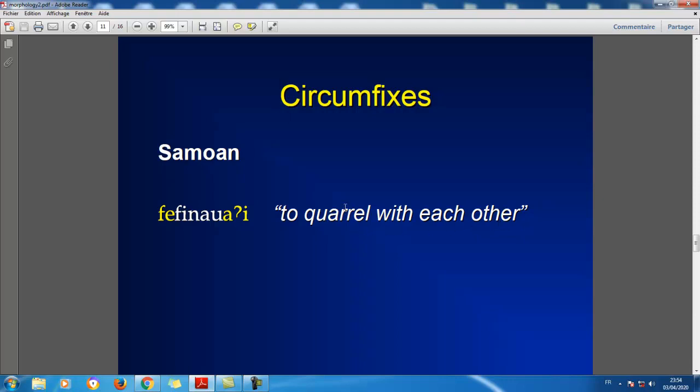So we obtain the grammatical notion of the reciprocal by splitting the morpheme into two bits. The first bit is attached at the beginning and the second bit is attached at the end. But both of them go together. They form one affix, which is called a circumfix. Both of them mean or suggest the grammatical notion of reciprocal here.